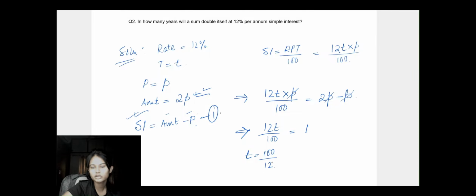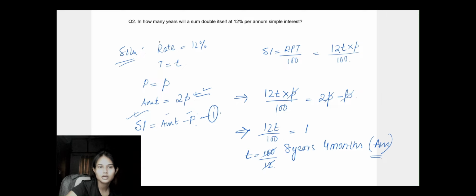Now T equals 100 divided by 12. So if I do 100 divided by 12, what will I get? 12, 8, 96, and we get 4 months. So 12 years and 4 months. So this is the time. We are asked how many years. So this is the answer.